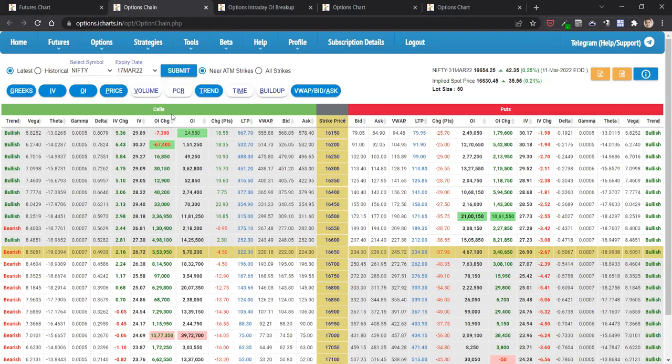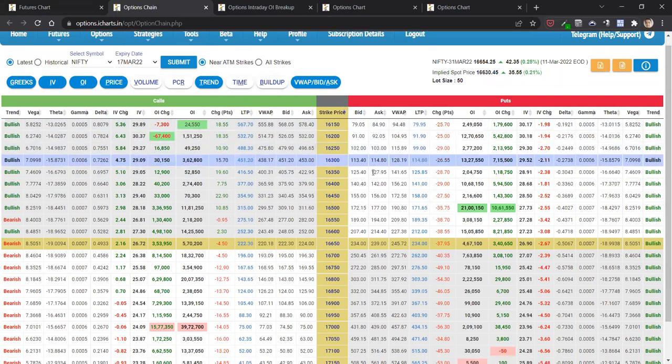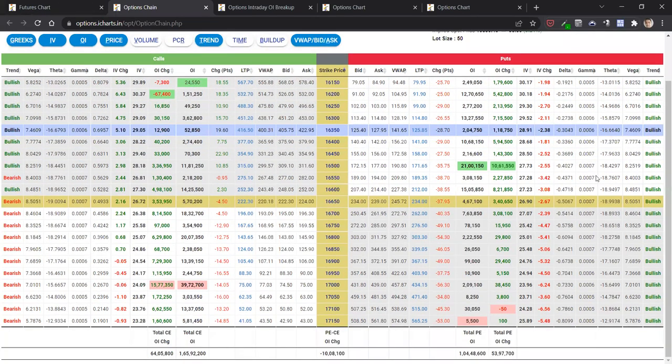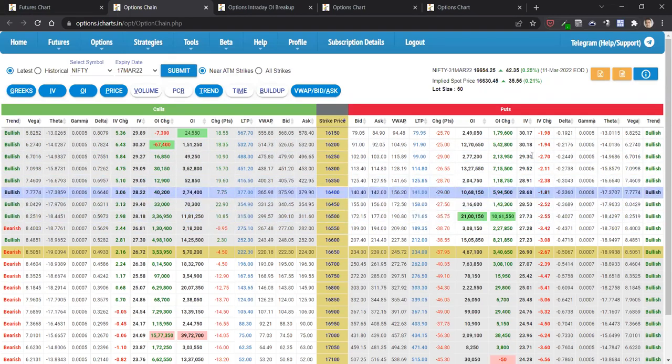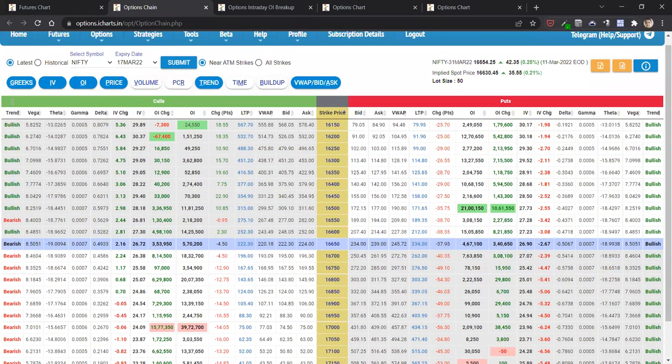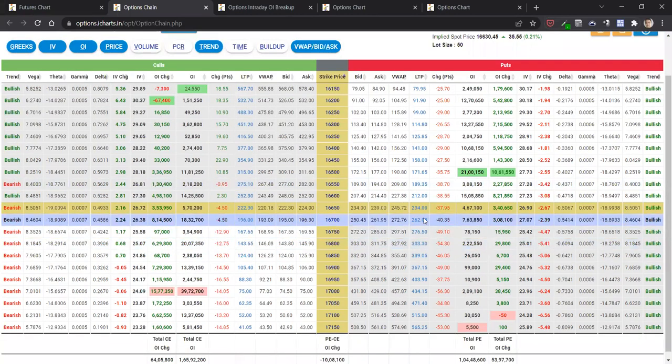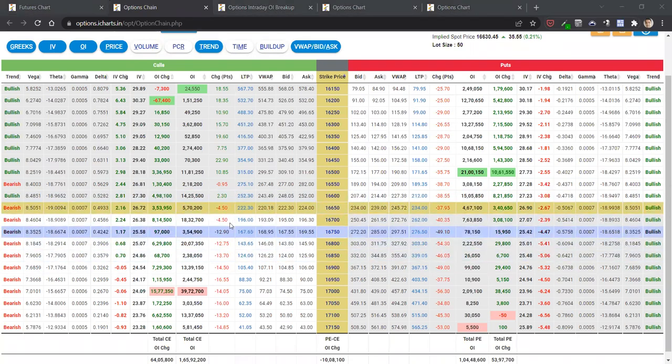Before that, the basic thing I suggest people look at is the option chain's trend column on both sides. The trend column interprets the OI, OI change and price change for each and every option. When the trend is bearish on both sides of ATM, the strike highlighted as a yellow row, the current trend bias is bearish. And if it's bullish on both sides, the bias will be bullish.